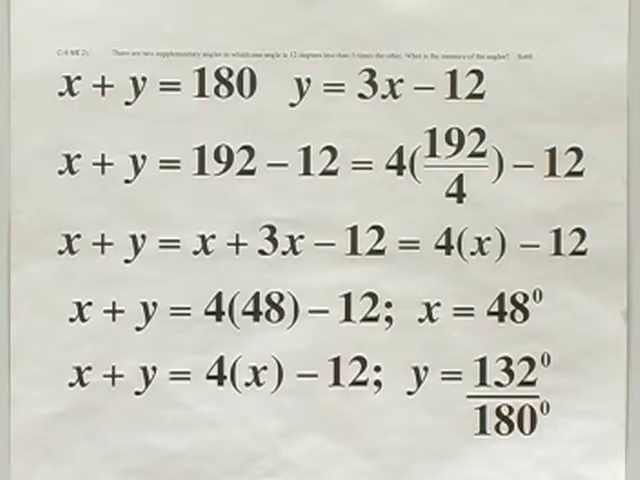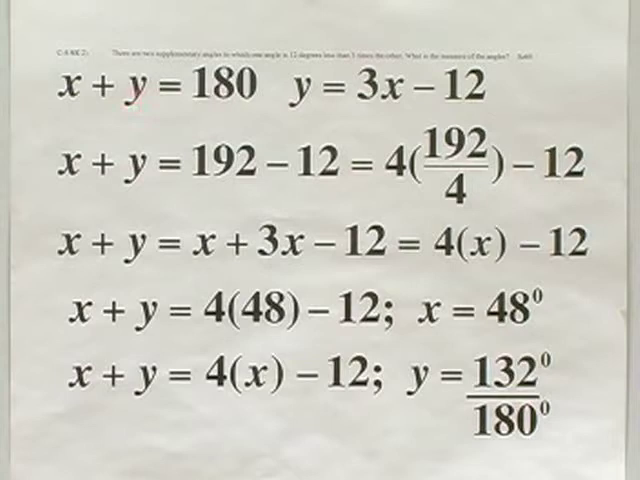In the next clip, we'll do another simultaneous equation with 2 variables. This is a problem that's going to involve 2 variables, x and y. There are 2 supplementary angles of which one angle is 12 degrees less than 3 times the other. What is the measure of the angles?